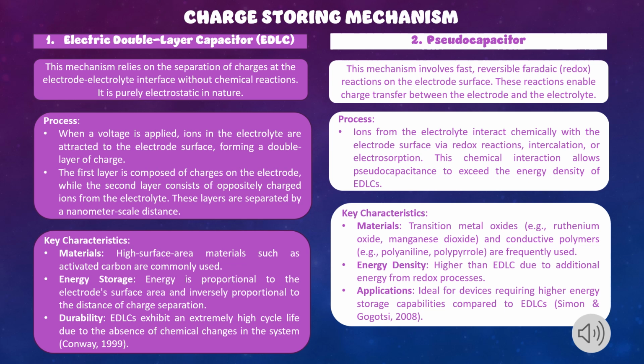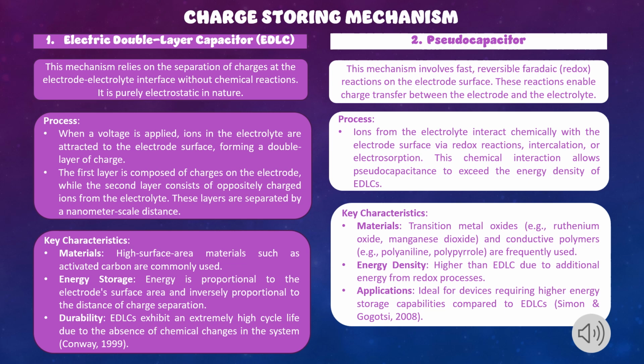These layers are separated by a nanometer scale distance. So the key characteristic is the materials. High surface area materials such as activated carbon are commonly used. Energy storage: energy is proportional to the electrode surface area and inversely proportional to the distance of charge separation. And the durability: EDLCs exhibit an extremely high cycle life due to the absence of chemical changes in the system, and this is according to Conway 1999.